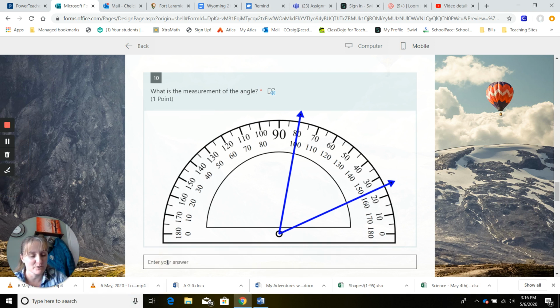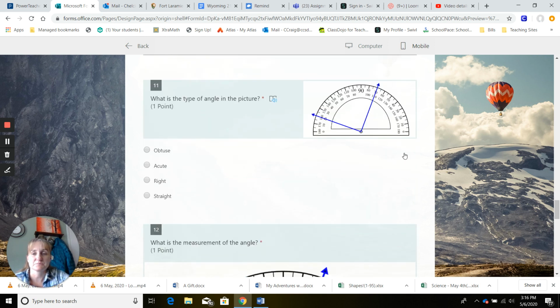Sorry, writing with my mouse is a little difficult. So writing it on paper is a whole lot easier. So 55. No need to write degrees down.